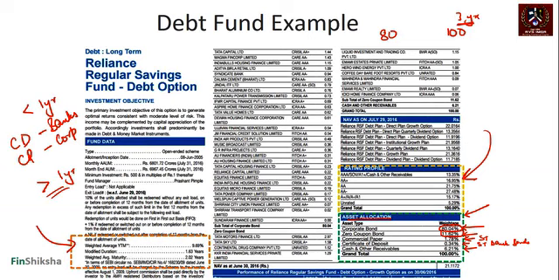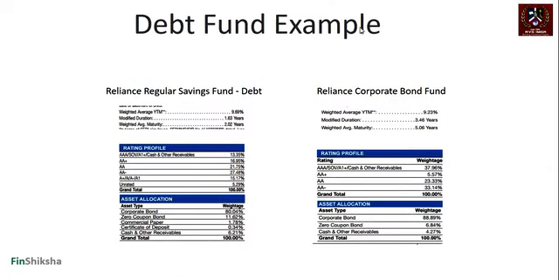Now let's extend this and try to compare two of these, right? So we've taken two bond funds here. One is the Reliance Regular Savings Fund, which we just saw. The other is the Reliance Corporate Bond Fund. Now let's compare things. Average YTM is higher here, 9.69%. Modified duration is higher here, which means the interest rate sensitivity of Reliance Corporate Bond Fund would be higher. That's 3.46, almost twice, right?